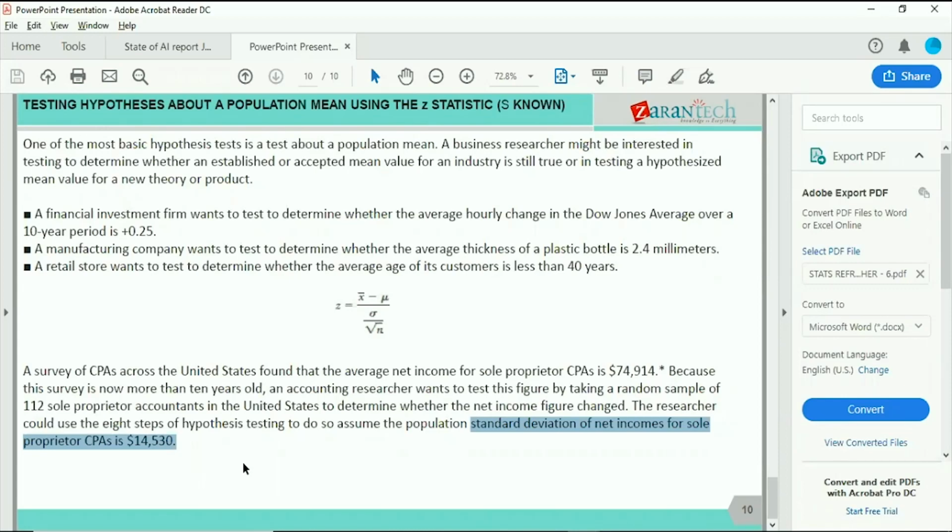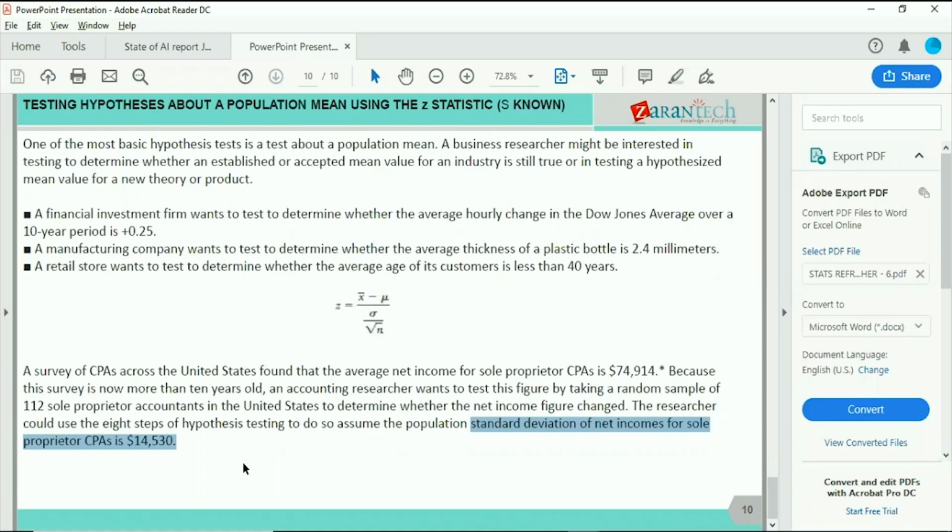Okay. From the survey, they found this is the average income of those CPAs, but the alternate will be it's not equal to 74,914, and it could be either side. It's a two-tailed test. Okay. So we will probably use a Z statistic for this. Yeah, because there are 112 people, so we are not going to use a T statistic.